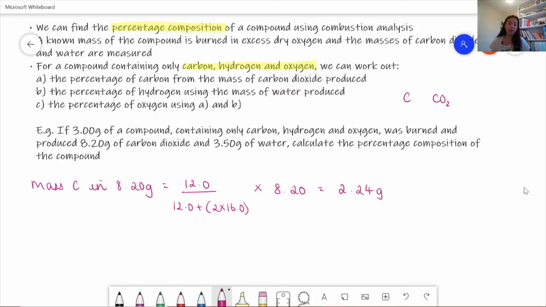This gives us 2.24 grams. Now we can work out the percentage of carbon in the compound by doing 2.24 over the whole mass of the compound, which is 3, and then multiplying by 100. This gives us 74.7%.